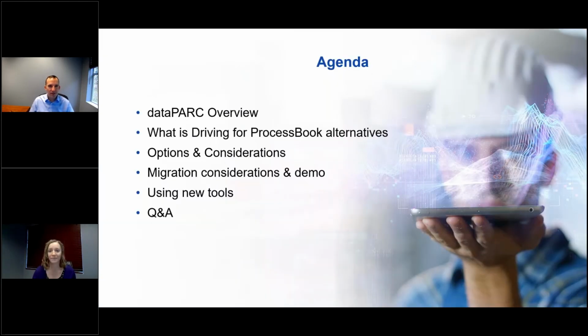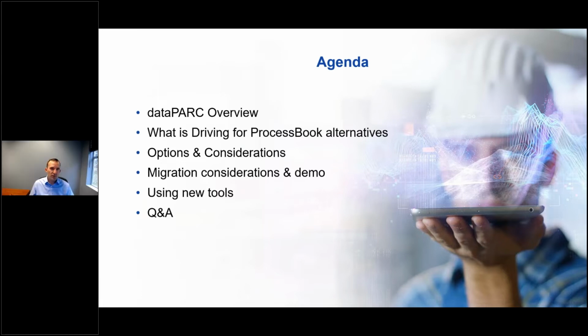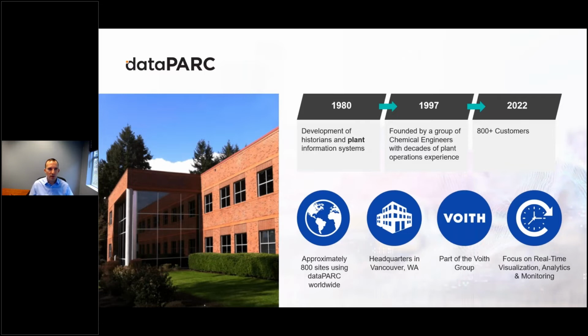Okay, thank you, Katie. So as far as our agenda, first we're just going to give you a little background on who Datapark is, where we came from, and then start talking about this idea of alternatives for ProcessBook and kind of how we got to where we are, what we think some of the considerations should be, and how we work with customers to consider alternatives, and then explore a few of those alternatives, and then give a bit of a demo and a deep dive into how Datapark provides one alternative to ProcessBook moving forward. And lastly, we can get a little bit of Q&A.